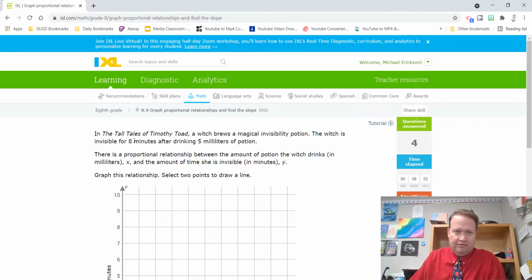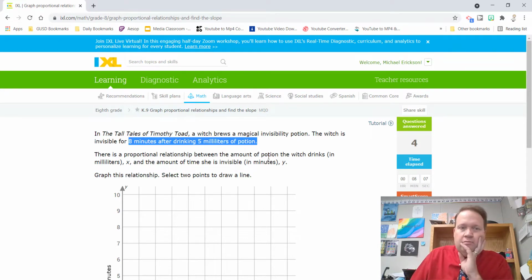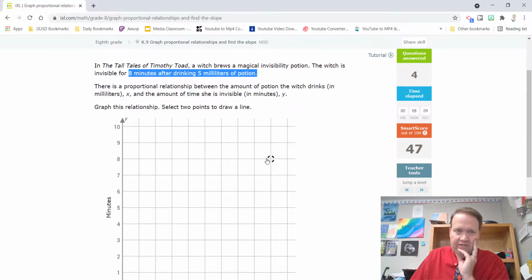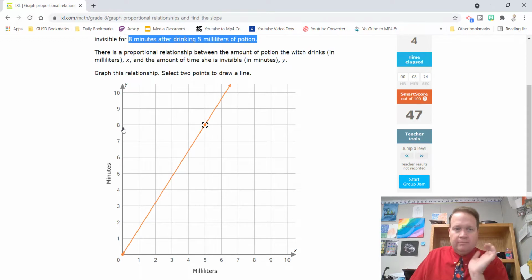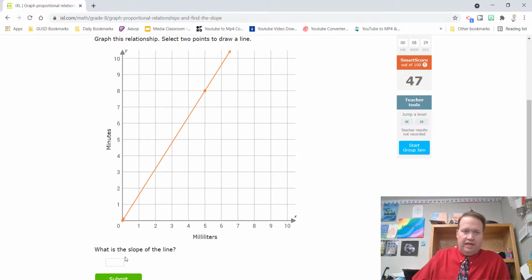The witch is invisible for 8 minutes if I drink 5 milliliters of potion. So let's go find 8 minutes. There's 8 minutes up here, and 5 milliliters of potion is right there. So I mean, we can assume that if I don't drink any potion, I wouldn't be invisible. So that'd be 0, 0. And my slope here is up 8 and over 5, and that doesn't reduce. So 8/5 is the slope of my line. It's just 8 over 5 because I got to go up 8 and over 5.